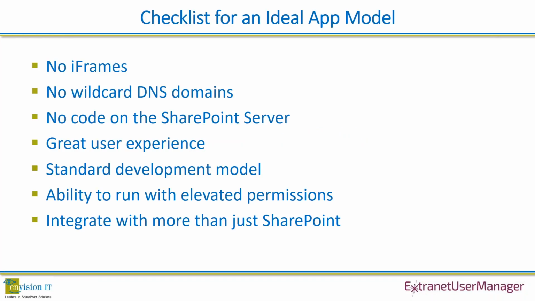And what I did was I started with a checklist that I built of what's my ideal app model. And the first one is no iframes, please. I'm really not a fan of iframes. Basically, if you're not familiar with them, they're a window on your web page to another web page. And if you don't get that window right, you're going to have scroll bars around it. You have this weird user experience where you have scroll bars within scroll bars, and it just doesn't work well from that point of view.